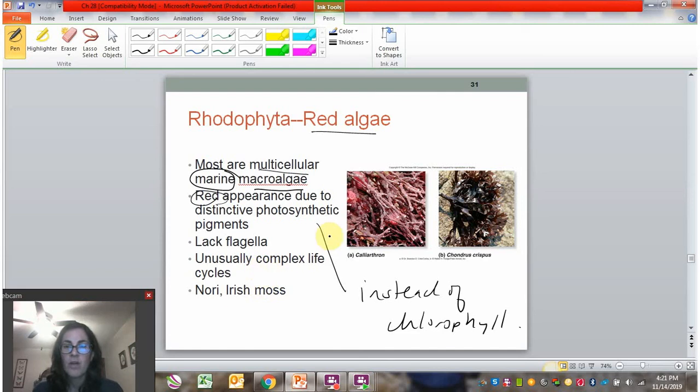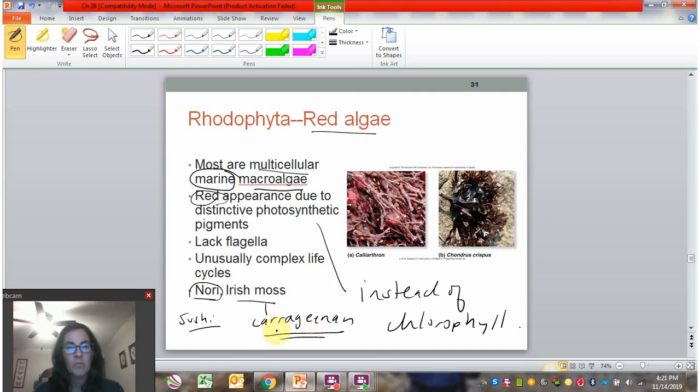Examples you may have heard of are nori and Irish moss. Nori is the seaweed that's used in sushi. So if you've had sushi before, it's the seaweed that's used to wrap the sushi. Irish moss is used in a lot of products. You just might not realize it because it's used as a source of something called carrageenan. And if you take a look at a lot of food labels, you'll find carrageenan on that food label. It's a thickener, and it's extracted from Irish moss.